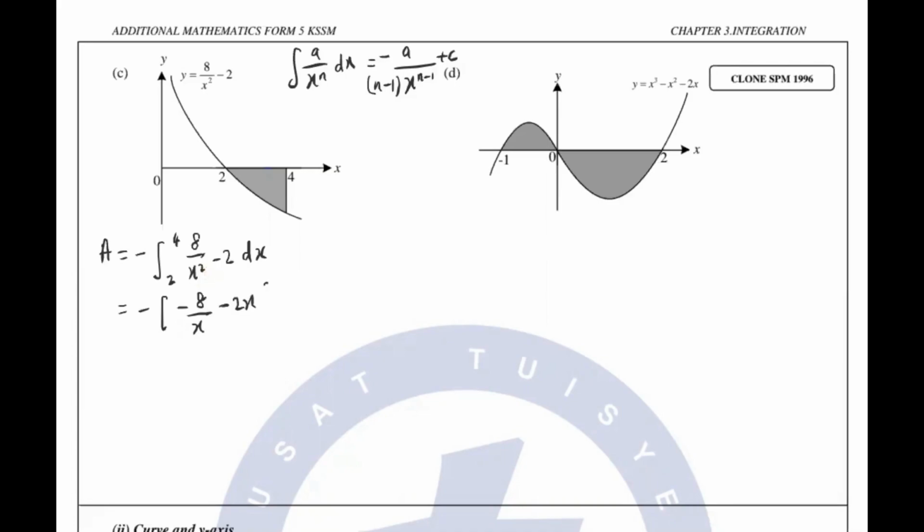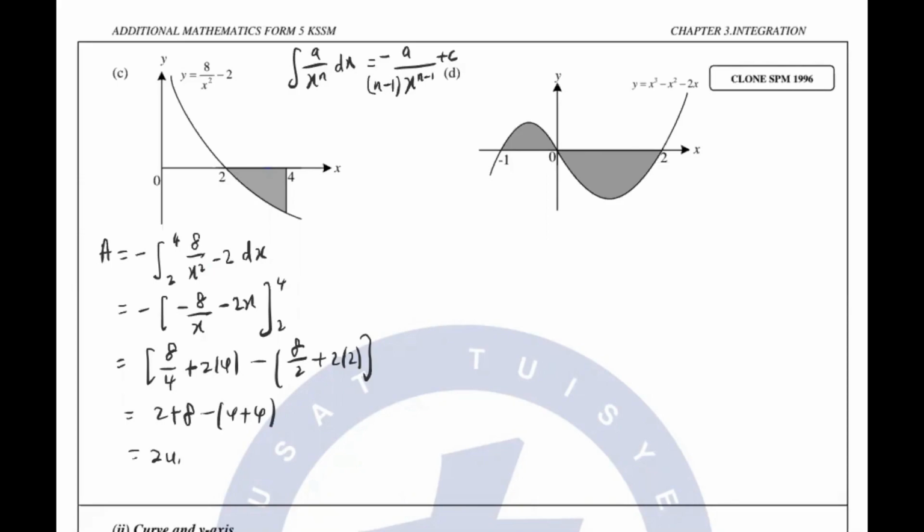This is minus 2x from 2 to 4. So this negative, maybe I just times inside to make everything positive. So I put 4 inside. So this is positive now. Then if I put 2 inside, this is what I'll be getting. So this is 2 plus 8 minus 4 plus 4. Answer is just 2 square units. Okay? So okay, right? Manageable.